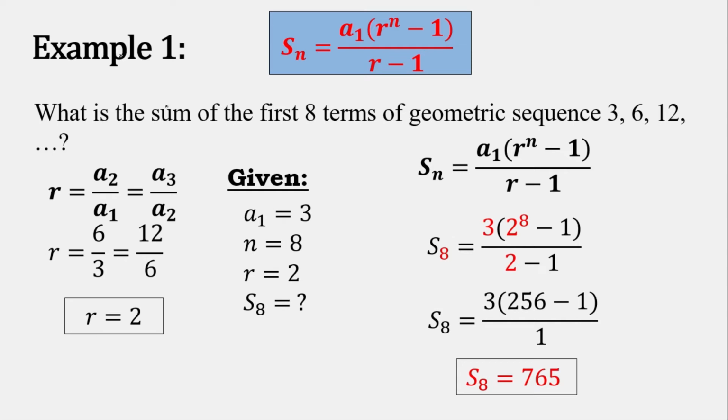Now, I can teach you on how to use calculators in answering this. We need to know first how to evaluate this manually. So 2 raised to 8 is equal to 256 minus 1 times 3. That is 765.